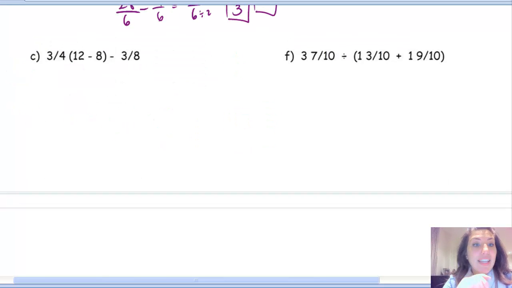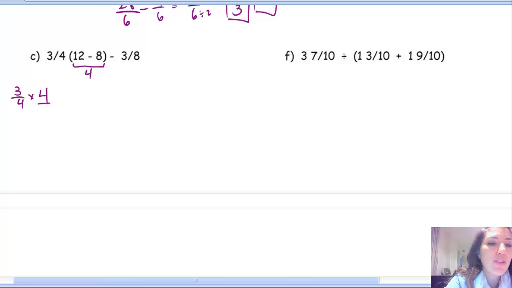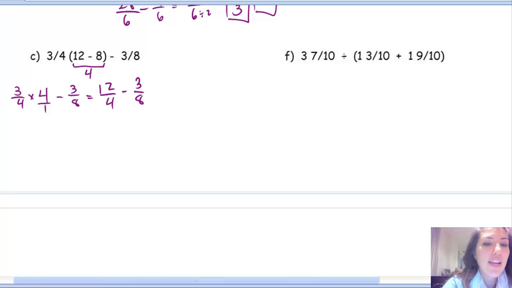All right, C. Look, we have brackets. 12 minus 8. This is 4. So 3/4. Anytime you see something right next to a bracket, it just means that you're going to multiply that. We can also write 4 as a secret fraction. We're going to do all of our multiplying first before the subtracting. So 12 over 4 minus 3 over 8.